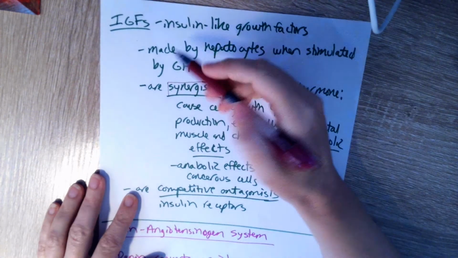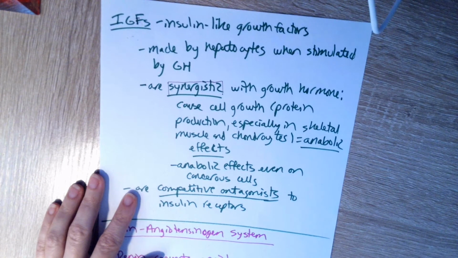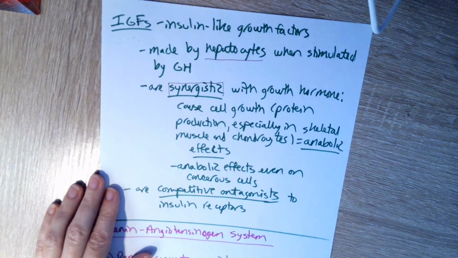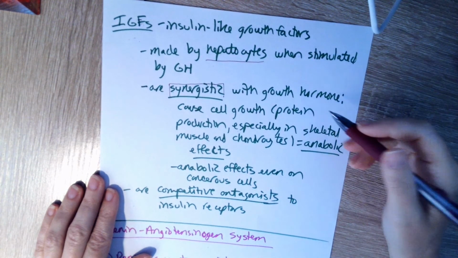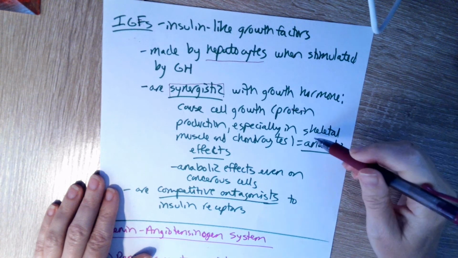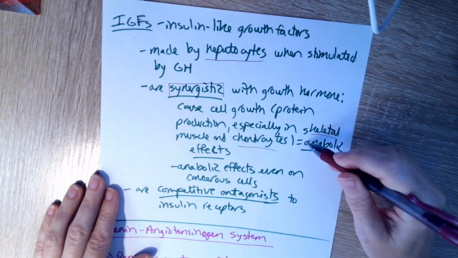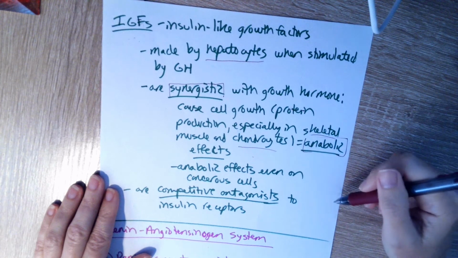What these IGFs, or insulin-like growth factors, are, are things made by the cells in the liver called hepatocytes when growth hormone is active on those hepatocytes. They work together with growth hormone to cause cell growth. The cells make protein. They especially target your skeletal muscle and chondrocytes, so cartilage cells. This is called anabolism, or anabolic effects, when you're causing a cell to grow.